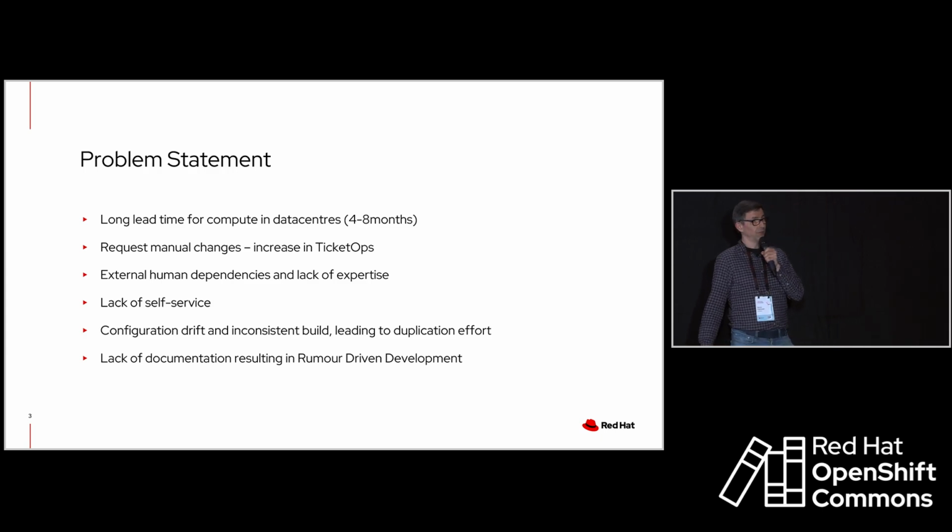So we had no self-service. We had configuration drift. We had duplication of effort and inconsistent builds. And more problematic, we had no documentation. Developers had to rely on speaking to fellow teams and engineers to get things done and gather information. So there was too much rumor-driven development, as we call it, basically. And back in 2019, we knew things needed to change.